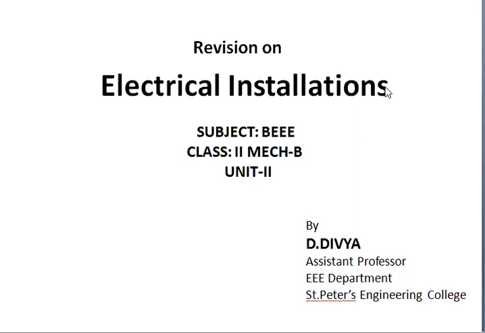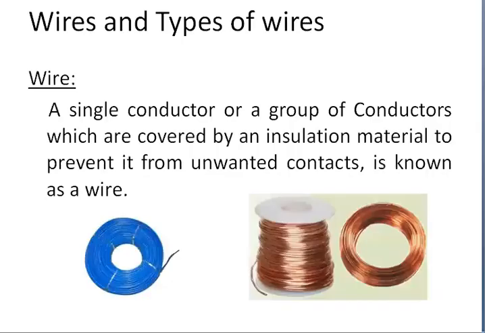So in that, our first topic is wires and types of wires. So a wire is nothing but a single conductor or a group of conductors which are covered by an insulation material to prevent unwanted contacts, that is known as a wire. See the below diagram here. This is the inside material of the wire, which is made with copper or else aluminum also. So this is the insulation which is connected on that conductor.